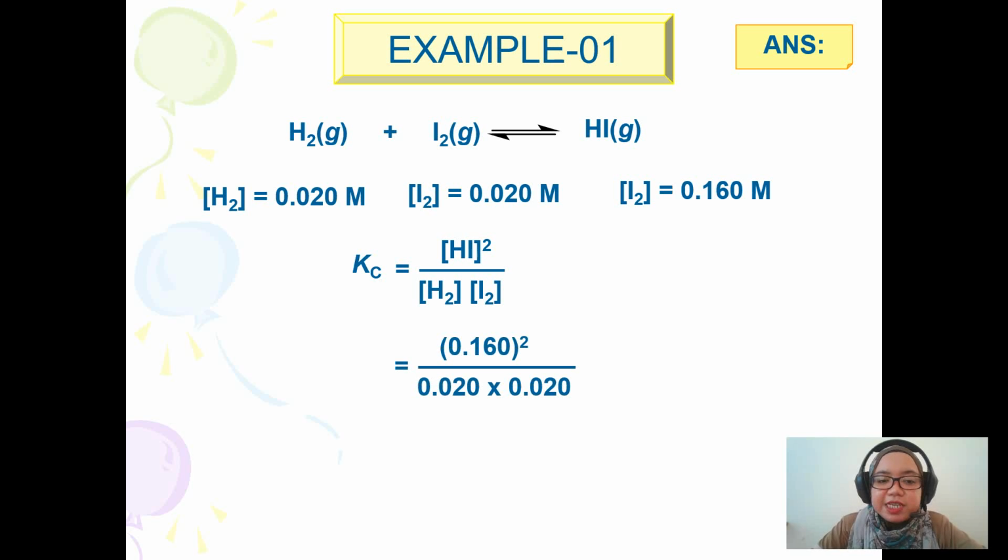Okay. So to find the Kc, we just need to substitute the value for the concentration inside here to get 64.0. So that is Kc.